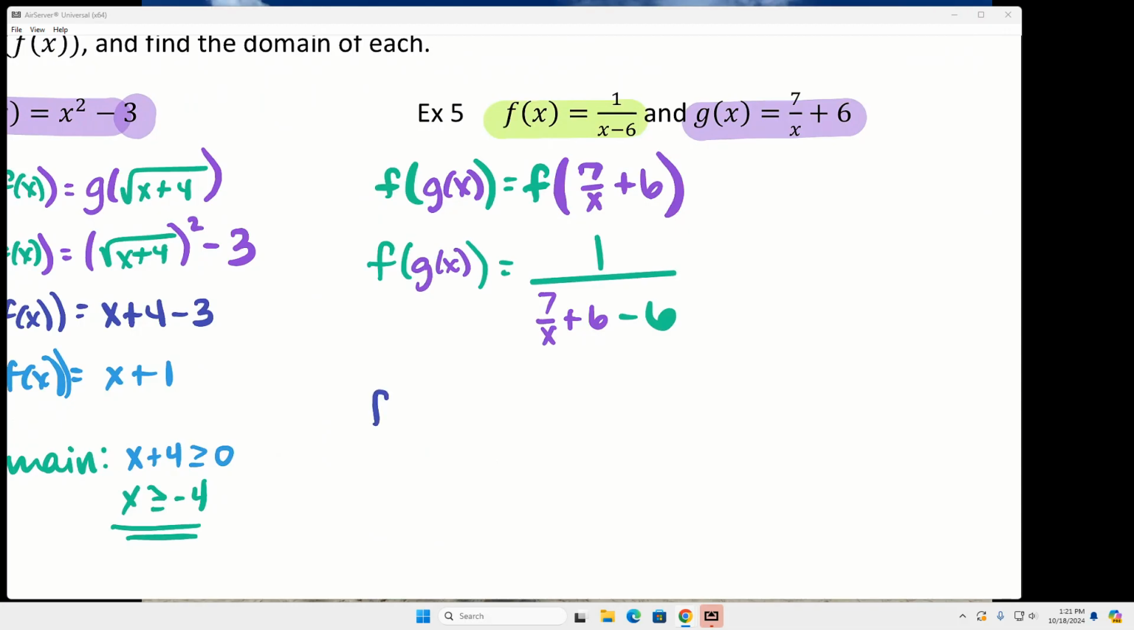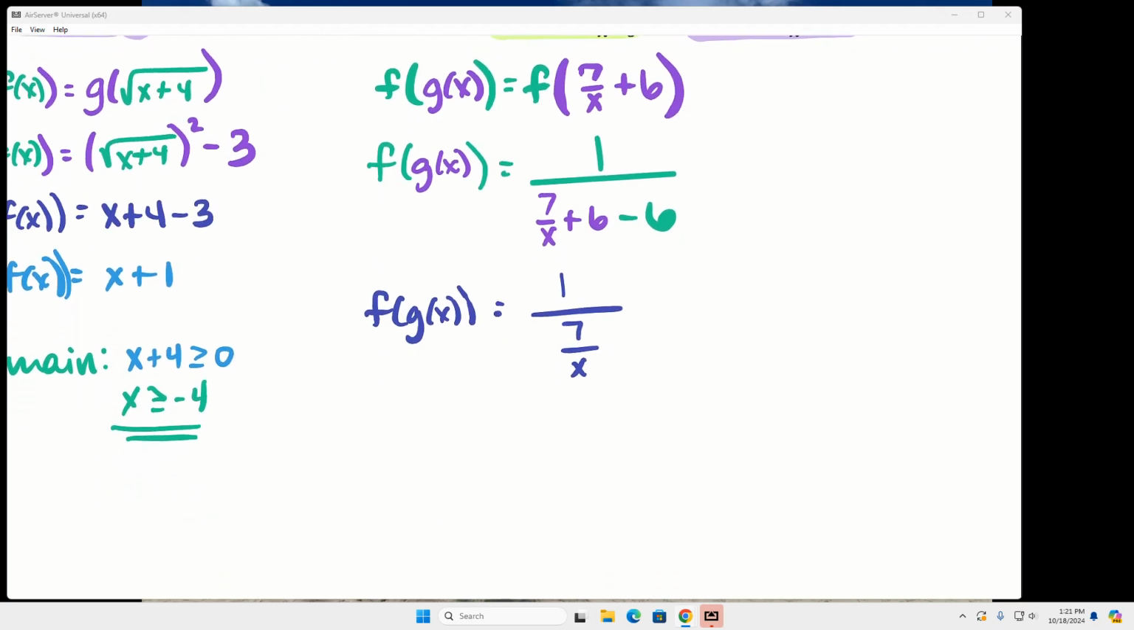Alright, so what would you guys do first if you were doing this on your own? What would happen with those 6's? They would just subtract away, and this would be 1 over 7 over x. Alright, now we cannot leave our answer like that.